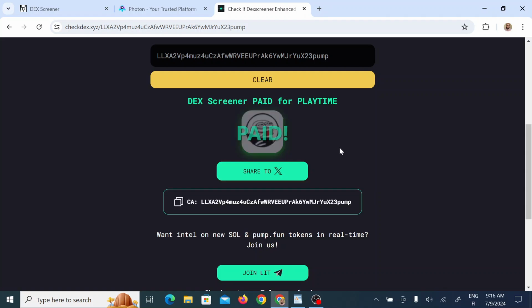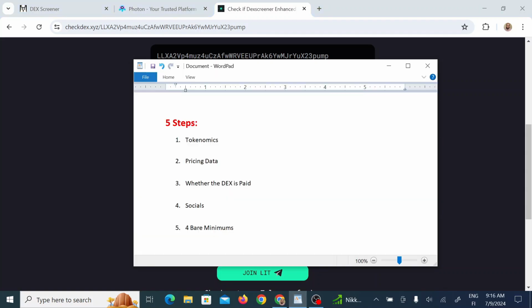So in this video, we are going to cover 5 main steps that make this strategy the most effective meme coin trading strategy in the market today. And these 5 steps involve looking at the coin's tokenomics, the pricing data, whether the Dex is paid, the socials, and 4 bare minimums that I always ensure a crypto meets before I even buy.